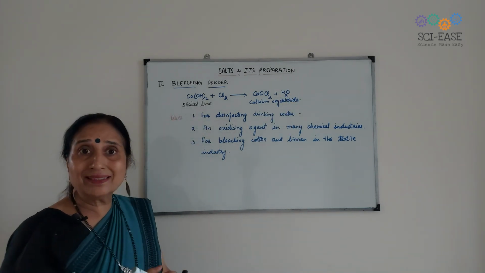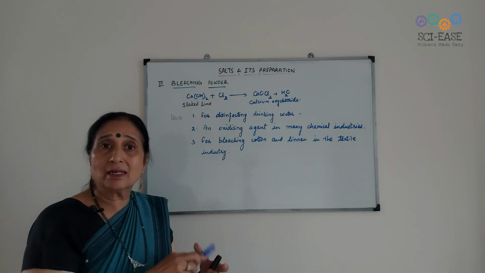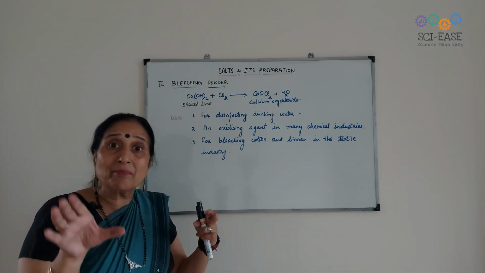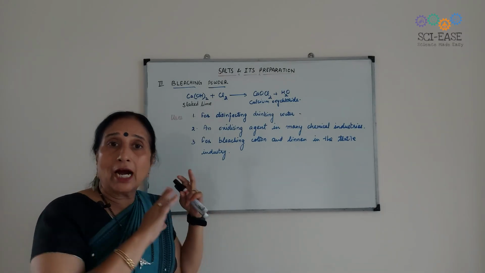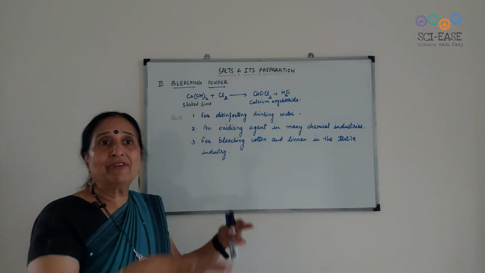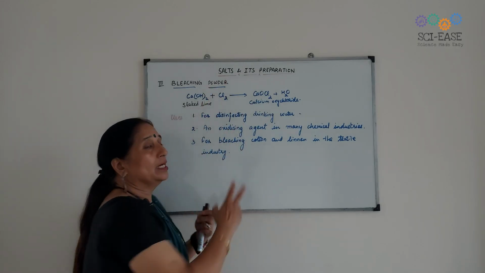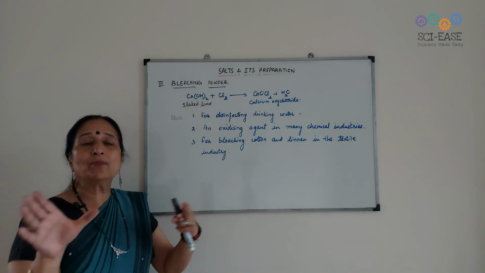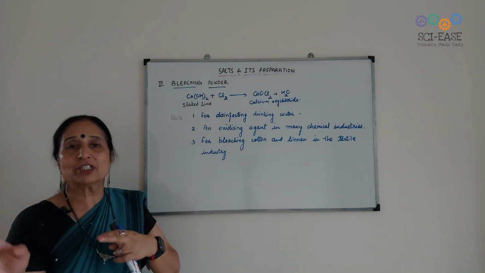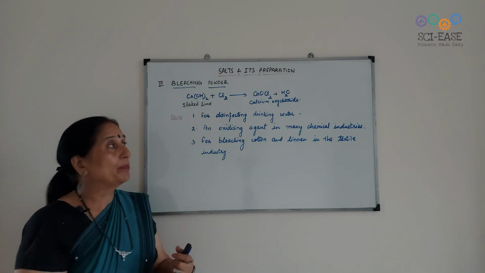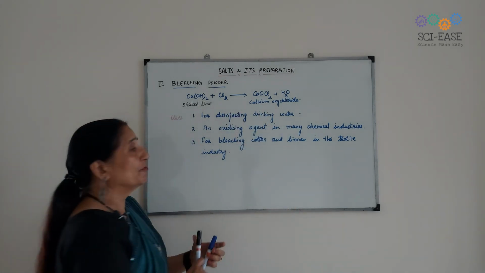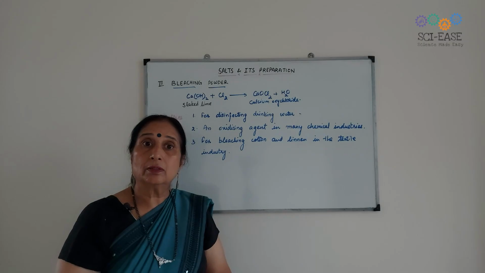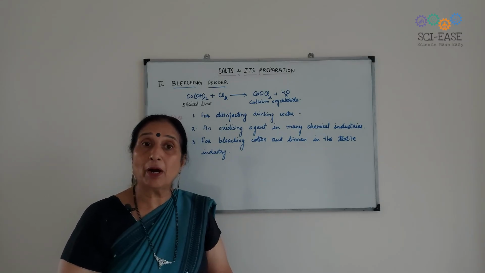I want to tell you one thing: bleaching powder otherwise has a more complex formula, but up to class 10th, we will use the formula CaOCl2. Calcium oxychloride, whose general name is bleaching powder, is formed plus water. Now, what are the uses of this bleaching powder?